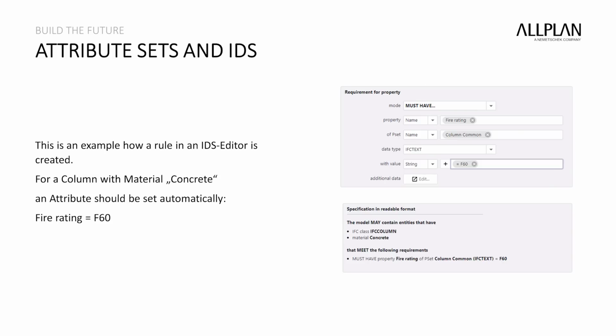This is an example of how a rule in an IDS editor is created. The conditions are put together like building blocks. For a column with material concrete, an attribute should be set automatically: fire rating F60. This is our little rule that we want to set up here in the IDS editor. On the slide you can see it's done by kind of building blocks in the software. It's quite easy and done in a few seconds.